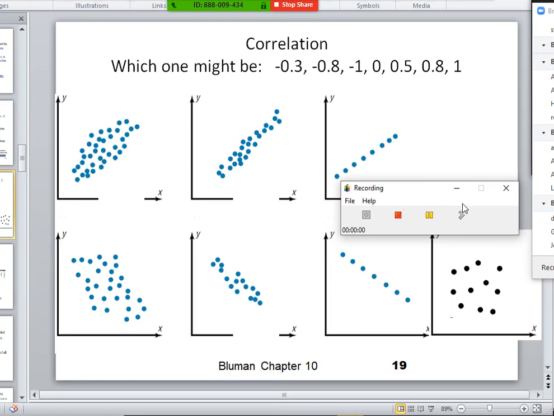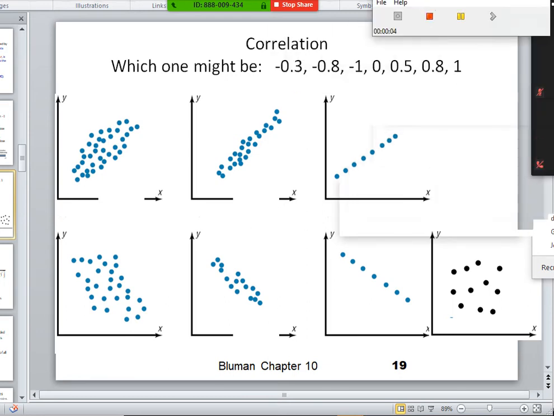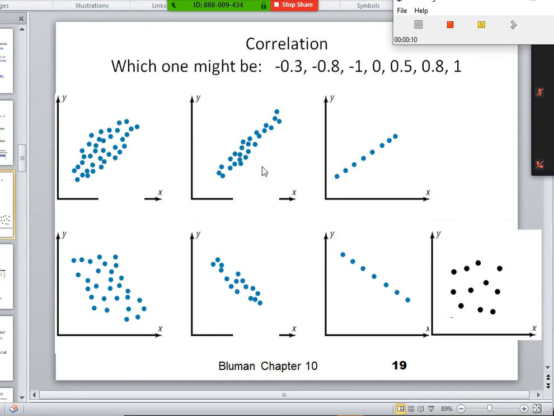Okay, so here we've got all of our options. Which one of these pictures do you guys think has a correlation of +1? Type it in the box. Yep, the third one on the top, sure. This one, totally. This is a total positive correlation.